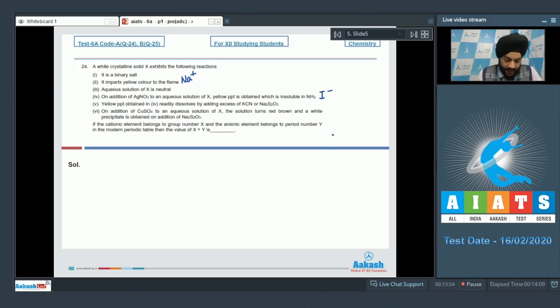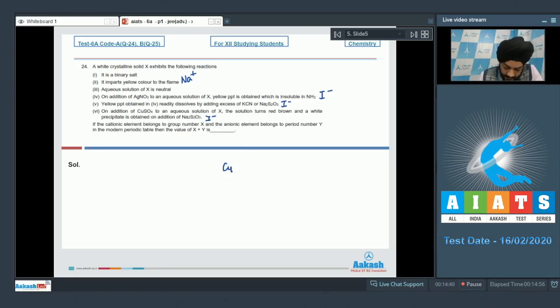Let us look at the further information. They are going to clear our doubts. So the fifth information says the yellow precipitate obtained in 4 readily dissolves by adding excess of KCN or sodium thiosulfate. So it also gives us a hint that the anion should be I-. If we talk about the sixth information, on addition of CuSO4 to an aqueous solution of X, the solution turns reddish brown and a white precipitate is obtained on addition of sodium thiosulfate. So this confirms the presence of I- in the salt, students.